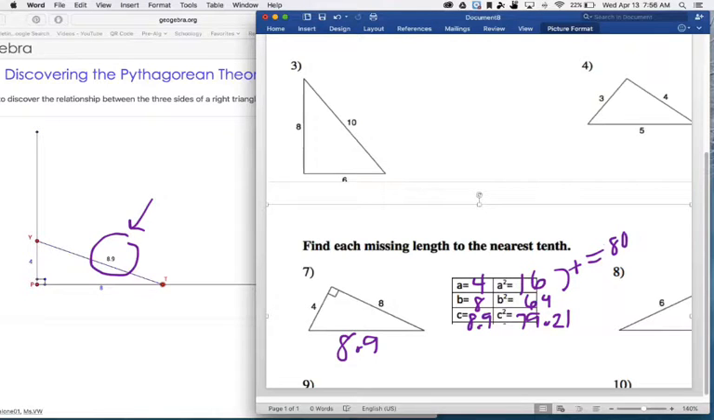But this is how you're going to get the rest of your worksheet done. Make whatever sides the worksheet gives you, you're going to put into the website and come up with the missing length. And that's it.